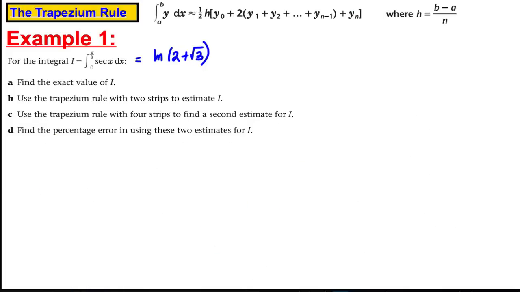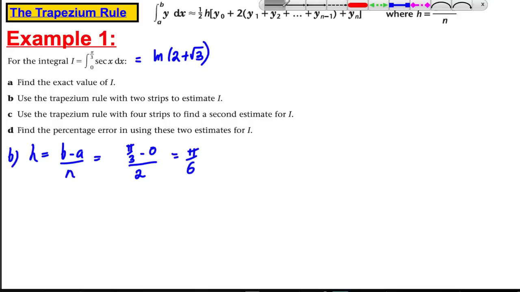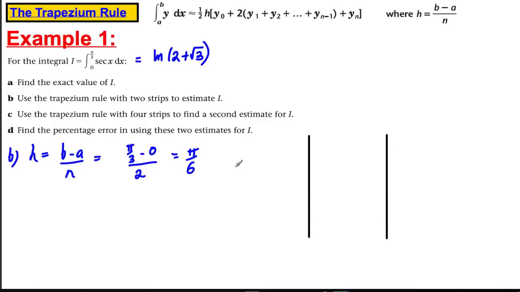We're going to use the trapezium rule with 2 strips to estimate I. First thing we do is we work out h. h is equal to b minus a over n, which in our case is pi by 3, subtract 0, all over 2, which is equal to pi by 6. Okay, now we're going to draw our table. So here's our x values, here's our y values, and here's our trapezium rule.